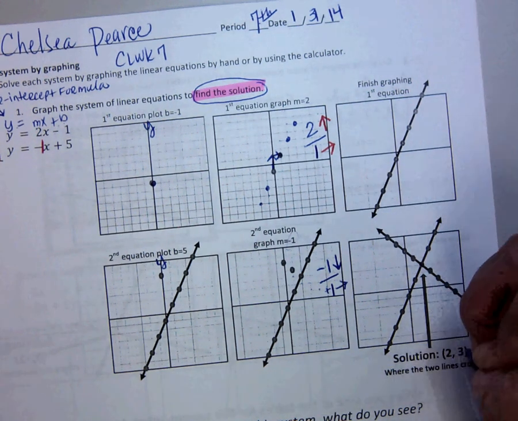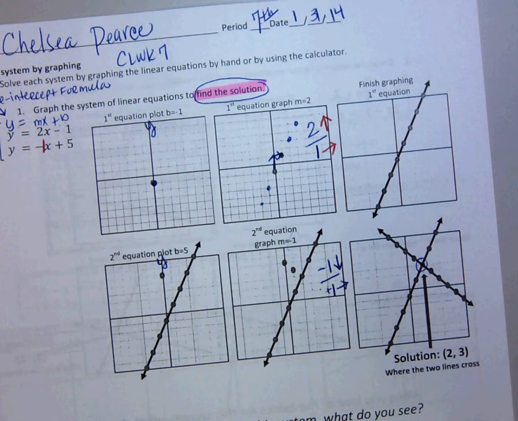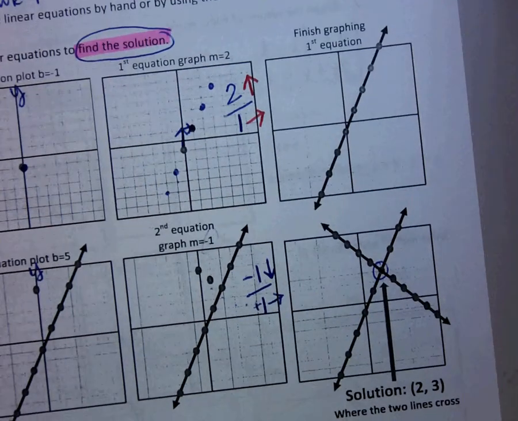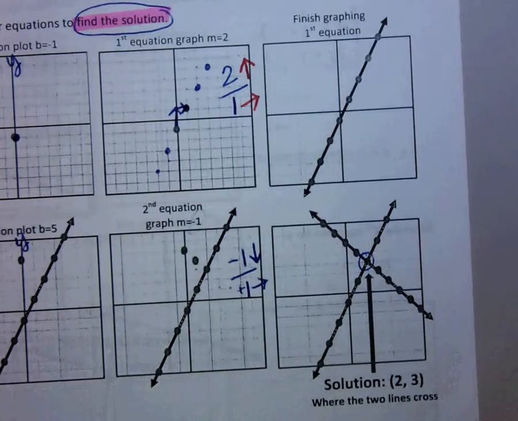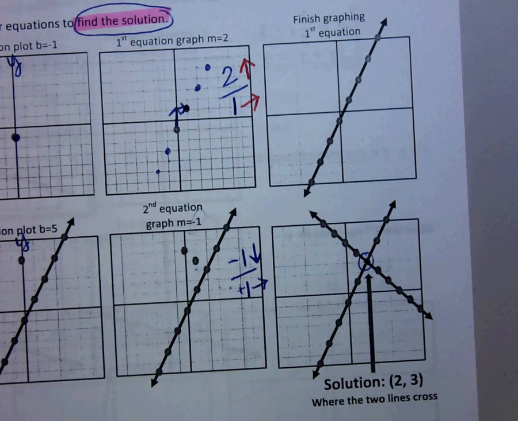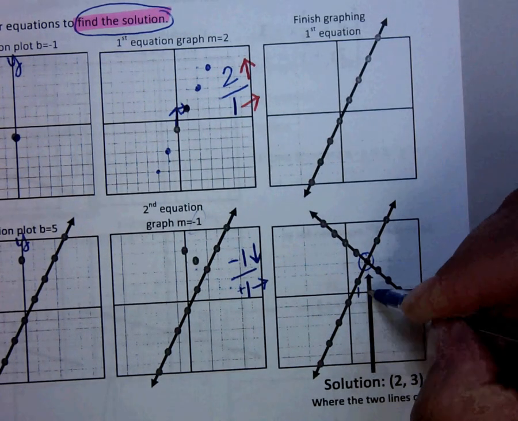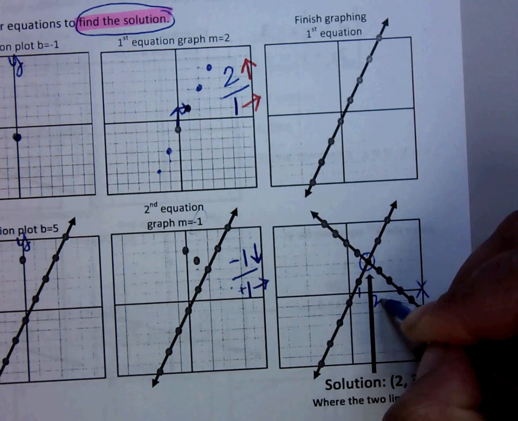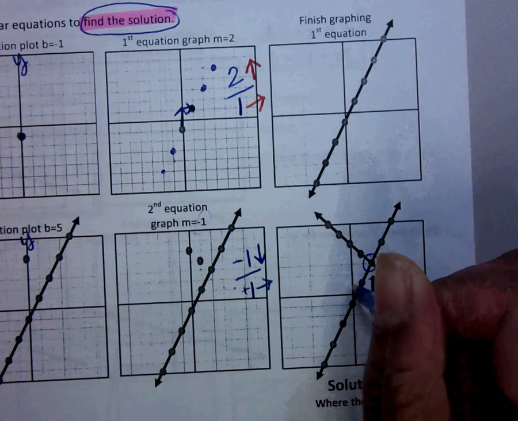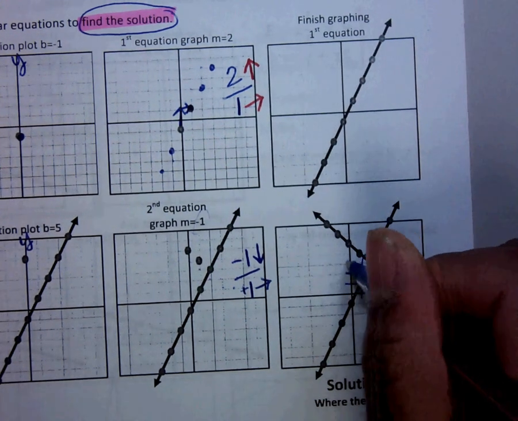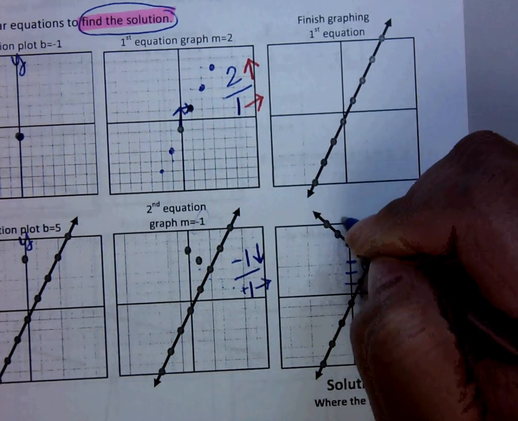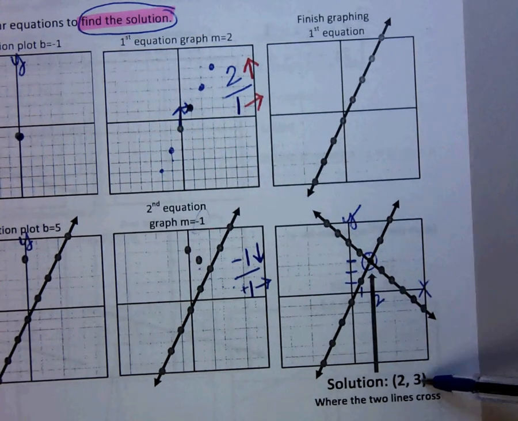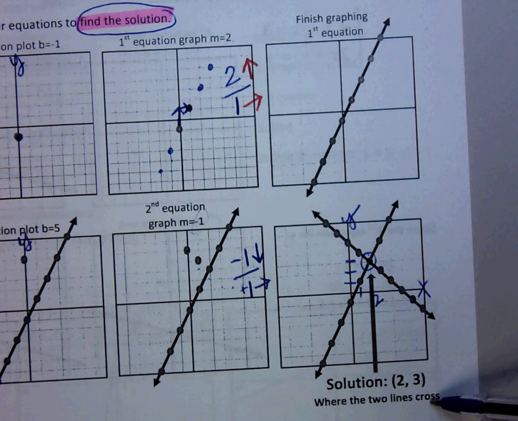Solution 2, 3. Now, how did I get that? I am counting. I'm going to zoom in because I want you to see how I got 2, 3. 1, 2 on the x-axis. Now we count 3. 1, 2, 3 on the y-axis. So that's 2, 3. That's the solution. That is where they cross.